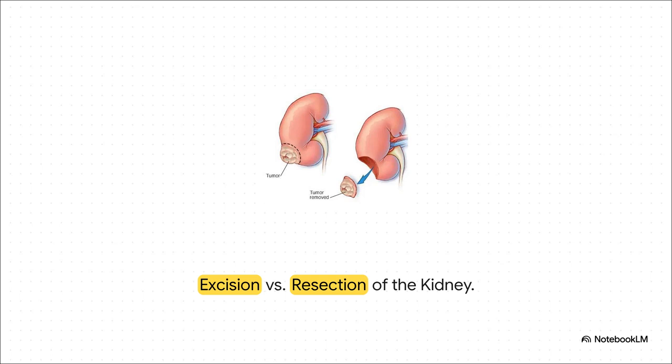Picture a kidney tumor removal. A surgeon might cut out a portion of the kidney to remove the tumor, but they leave the rest of the organ totally intact. Seeing it that way really proves why this specific procedure is classified as an excision.